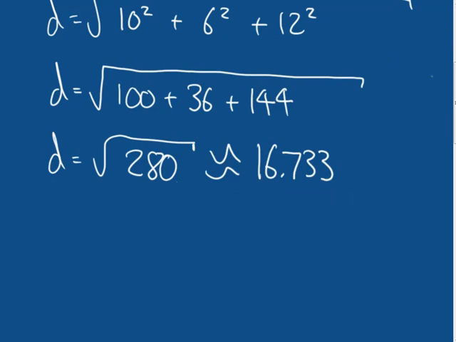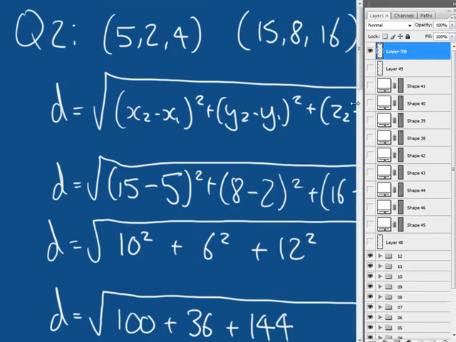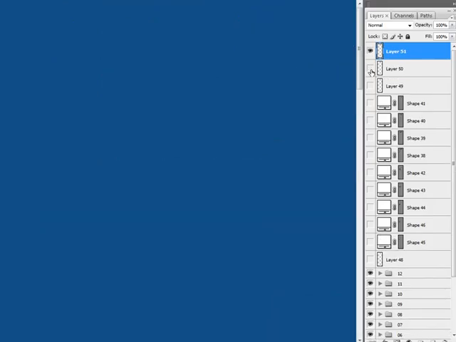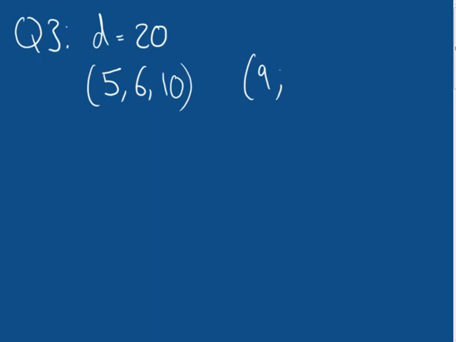So here's one final question. I'm going to set this on a new whiteboard just to ensure that we have enough room for it. So this question is going to be slightly different. I'm going to tell you that the distance between 2 points is 20 units and that the coordinates of the first point are 5 in x, 6 in y, and 10 in z, and the coordinates of the second point are 9 in x, 1 in y, and z2 in z.